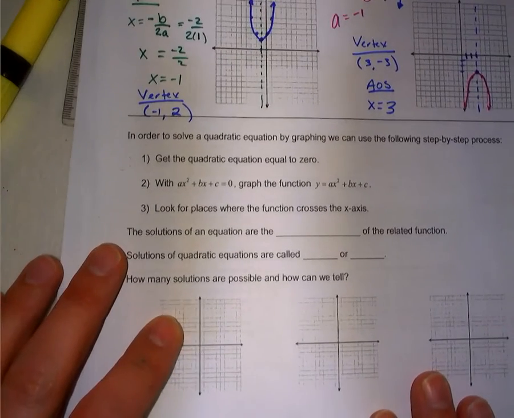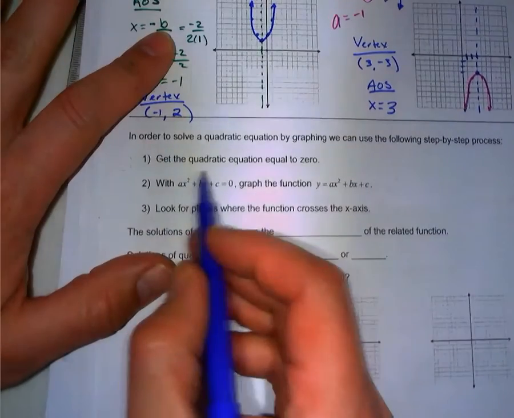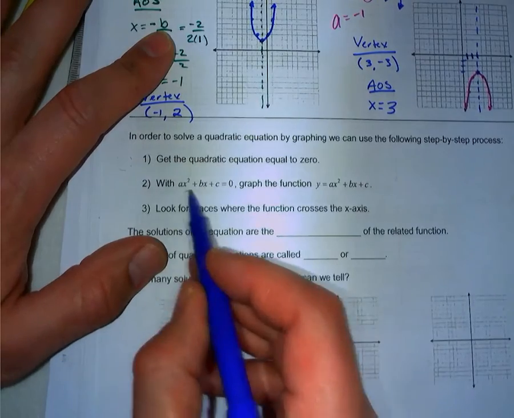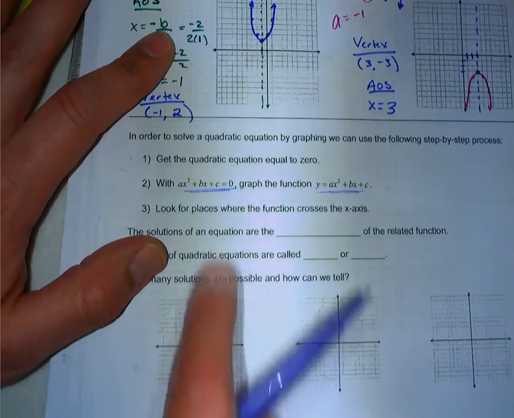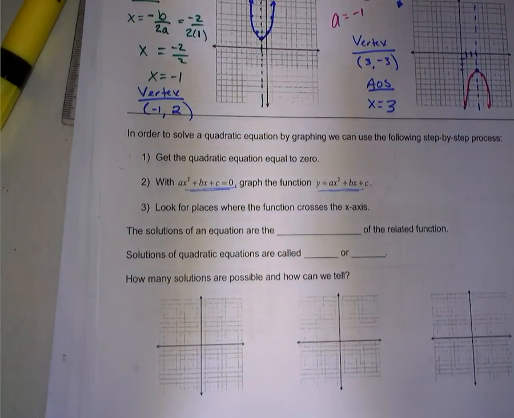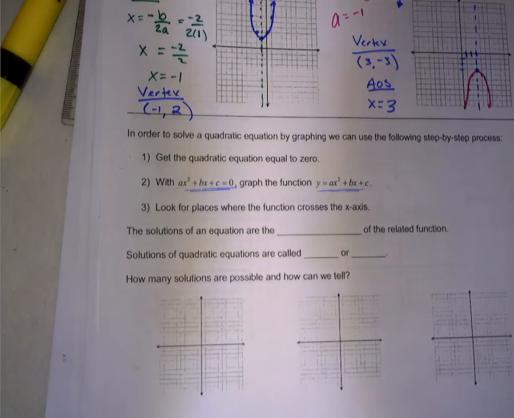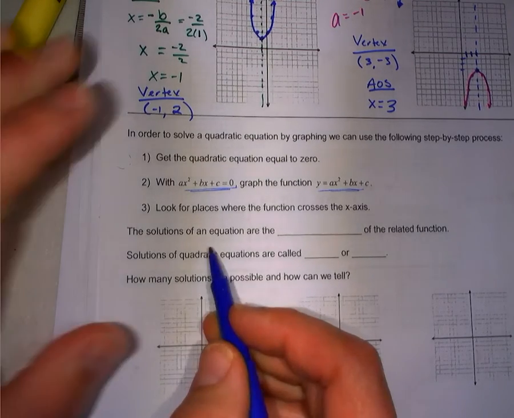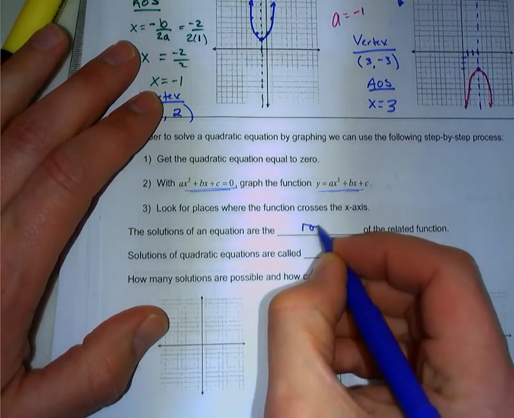It says, in order to solve a quadratic equation by graphing, we can use the following step-by-step process. Again, if it's given a quadratic equation that's equal to 0, it's going to look like this, then we just graph it. We find that axis of symmetry and graph it. Number 3 says, look for the places where the function crosses the x-axis. The solutions of the equation are the zeros of the related function. We call these the roots.